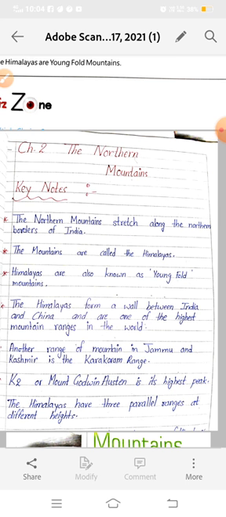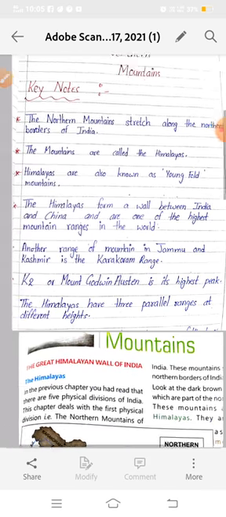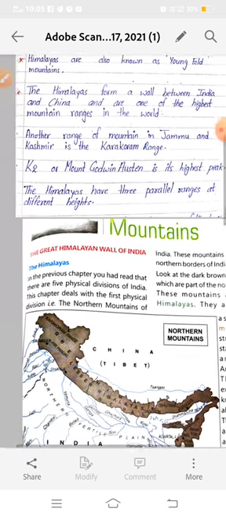of India. So in our next chapter, chapter number 2, the Northern Mountains, the topic is the relief features of India. It means the physical division of India. So we are going to revise the first physical division of India, which is called the Northern Mountains, which is in the north side of India, as you can see here in this map.